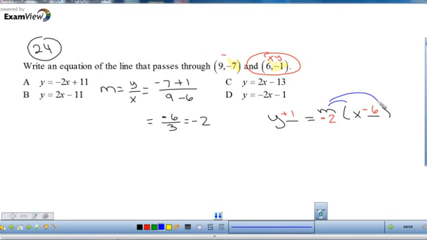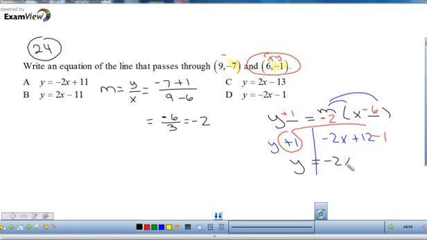Then you're going to distribute. So negative 2x, negative 2 times negative 6 is positive 12. Bring down the y plus 1. Then we're going to move the negative 1 to the other side. So we get y equals negative 2x plus 11.